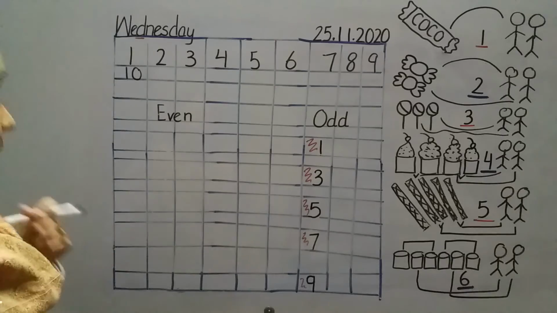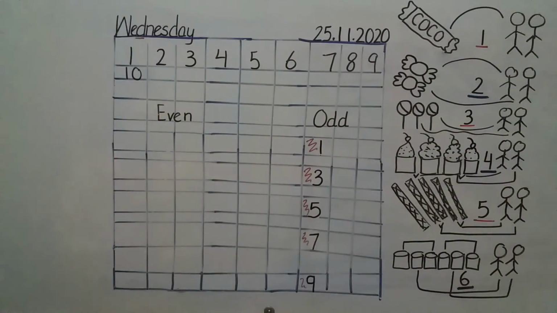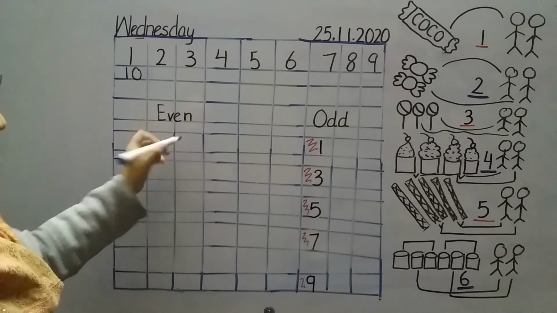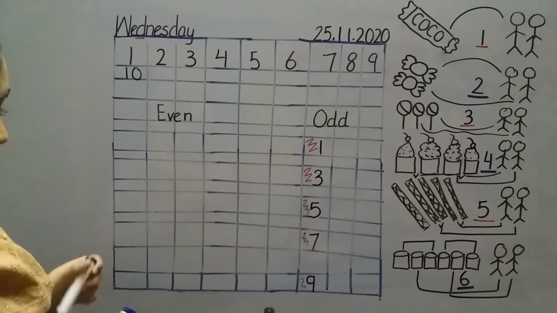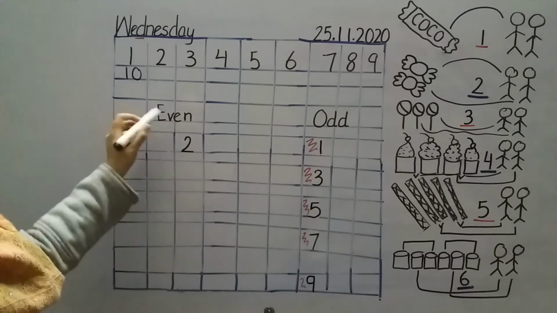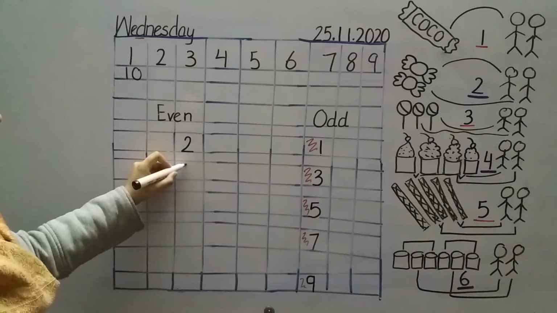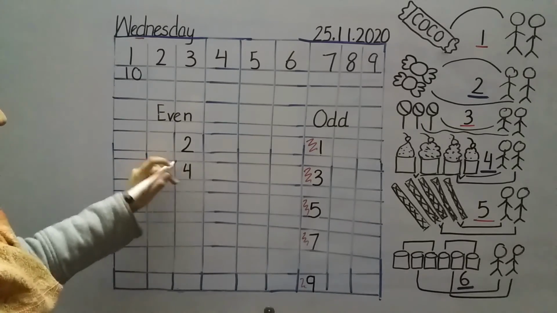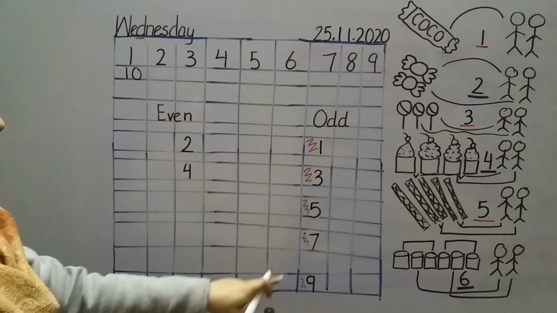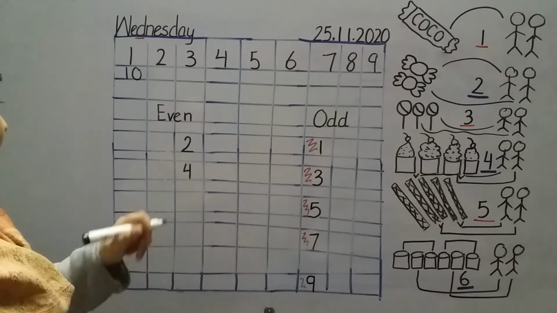Now, I told you to remember that 2 was an even number. So let's start from 2. We will write it with a pencil, and at the end we will color. Okay, so 2 was an even number. What comes after 2? 3. Skip. What comes after 3? 4. See, my numbers should be in the same block. Alright, what comes after 4? 5. Skip. What comes after 5? 6.